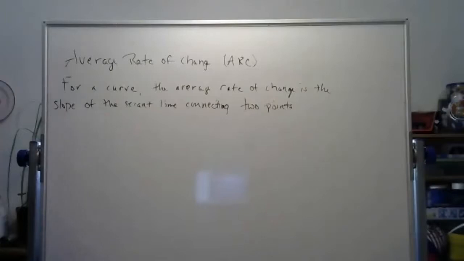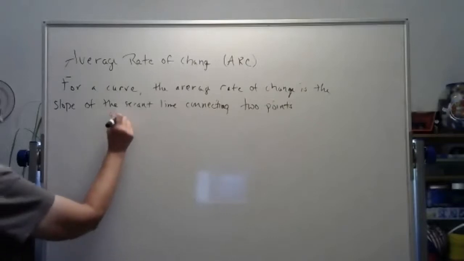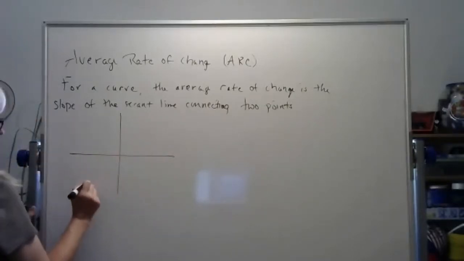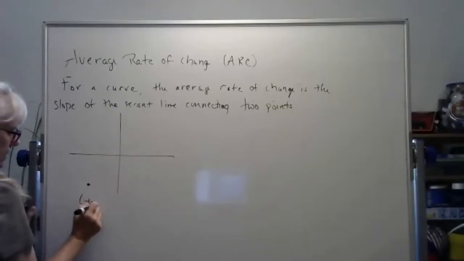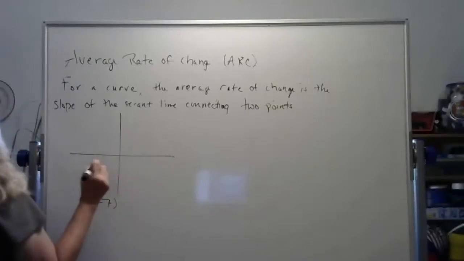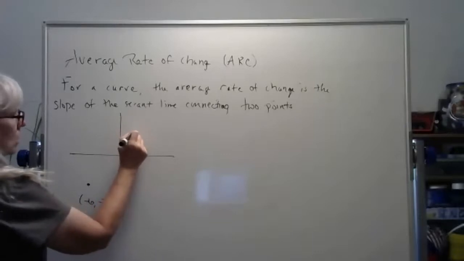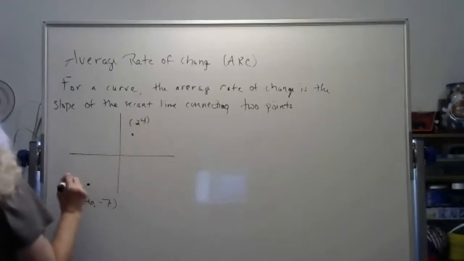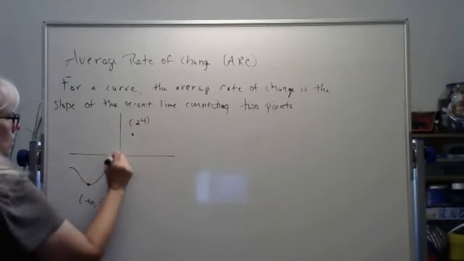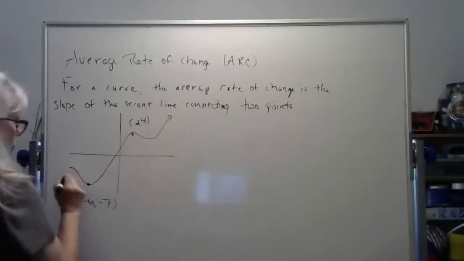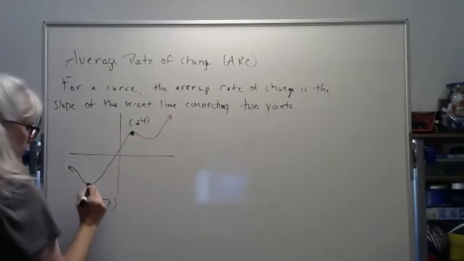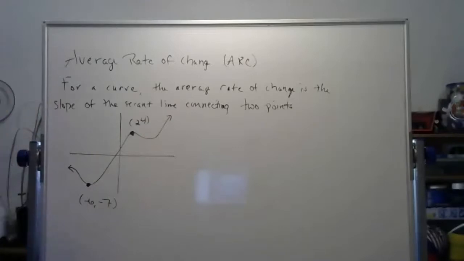Okay, so in order to understand why we need the concept and what the concept is really saying, we're going to draw a picture. And again, it's on the handout. We're not going to be really exact here. I've got a point over here at (-6, -7) and another point at (2, 4). Those are the only two points that are labeled, and the graph is doing something like that. What it's really doing doesn't matter. All we need are those two points. So that's a pretty curve.